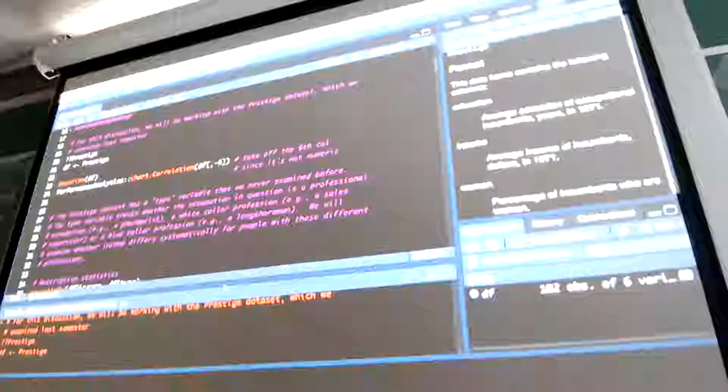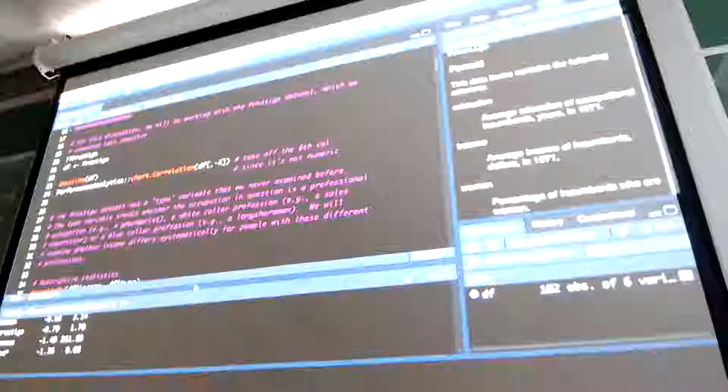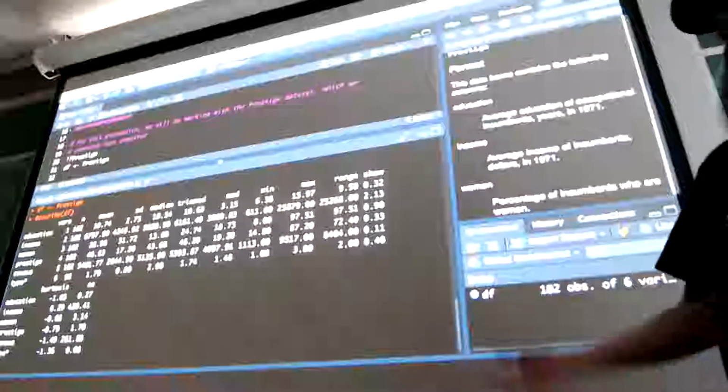So when we look at this, we see that we have these variables that we've used before: the education, income, the percentage of women, the prestige, etc. The one thing that we haven't dealt with before is we've never looked at this type variable.